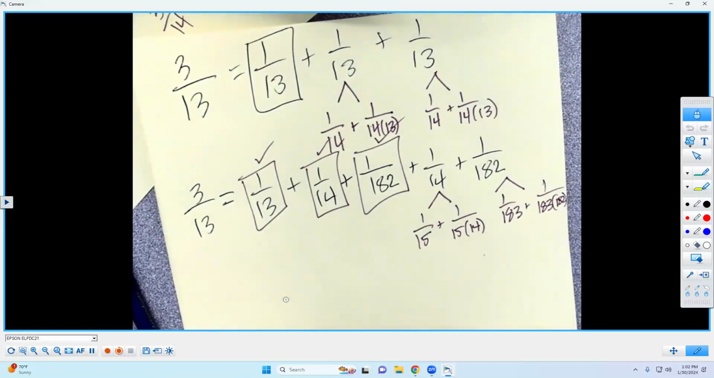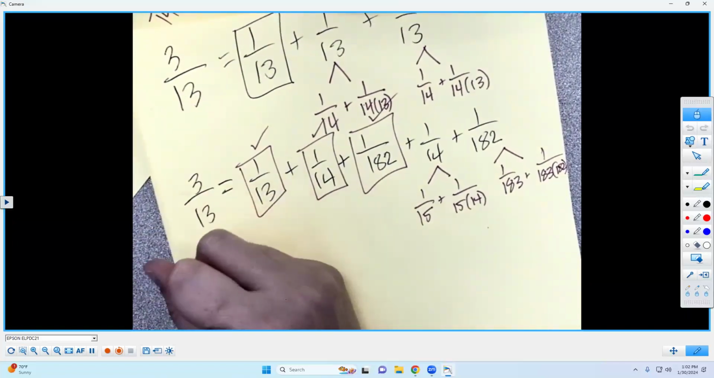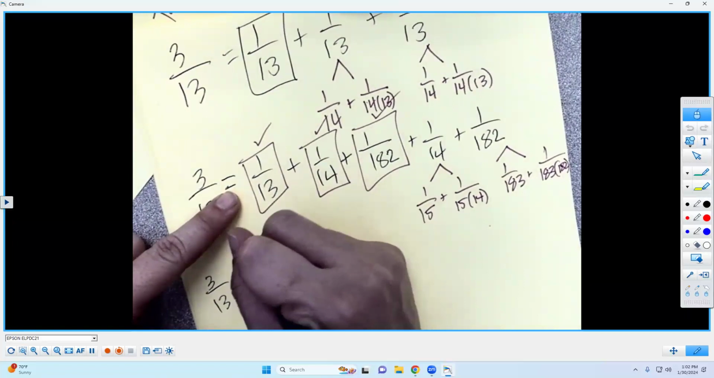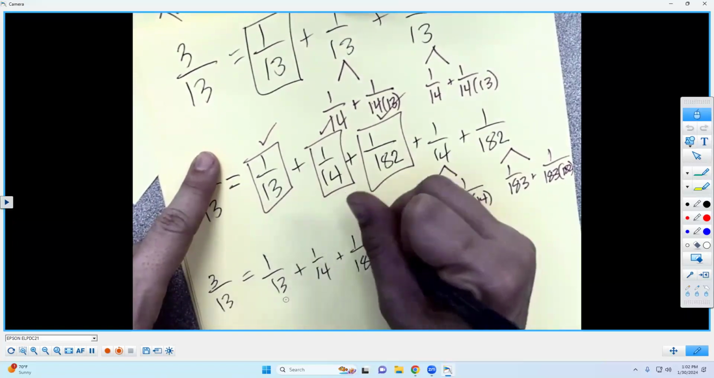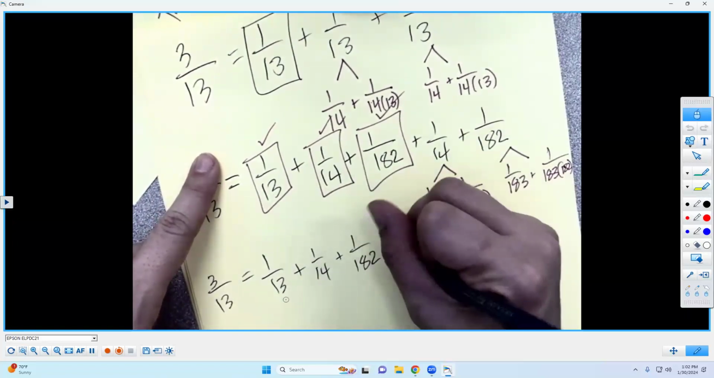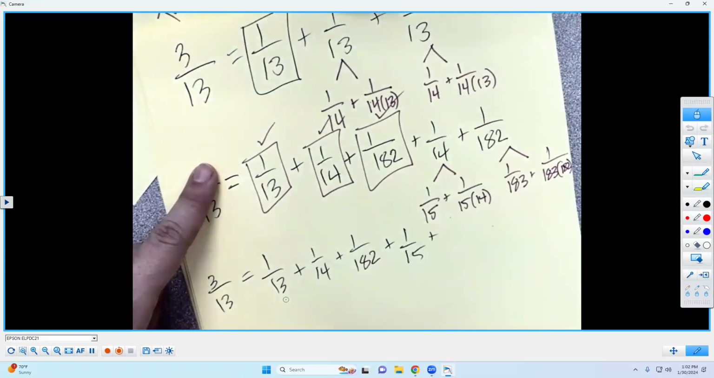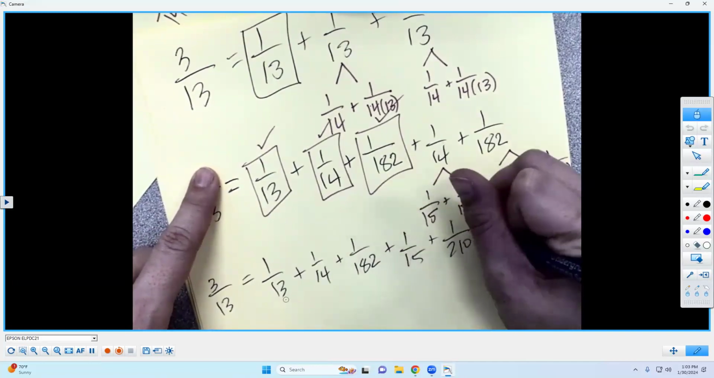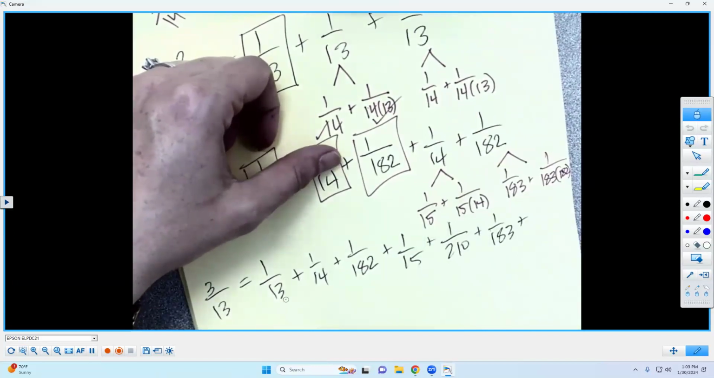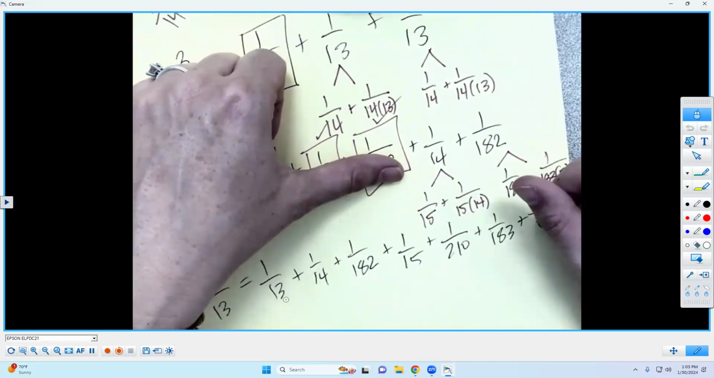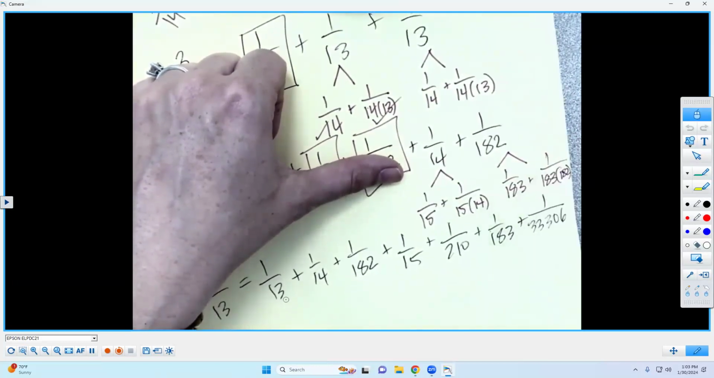Sorry, they got really small. So my answer would be, I still have the 1/13, I still have the 1/14, I still have the 1 over 182. Now I have a 1/15, and then 15 times 14 is 210, so 1/210, plus 1/183, and then 1/33,306.